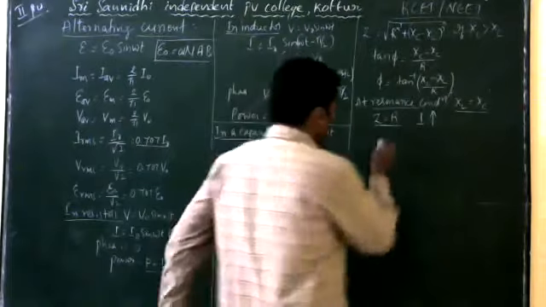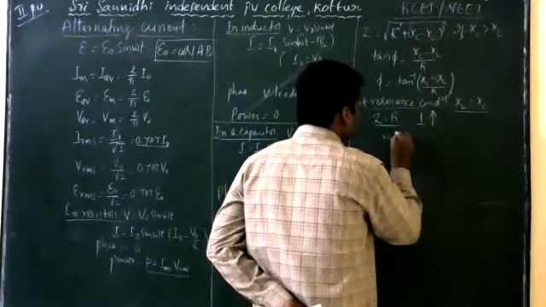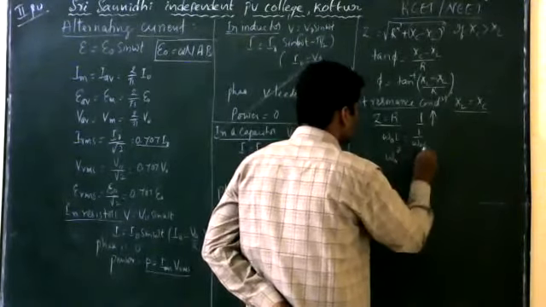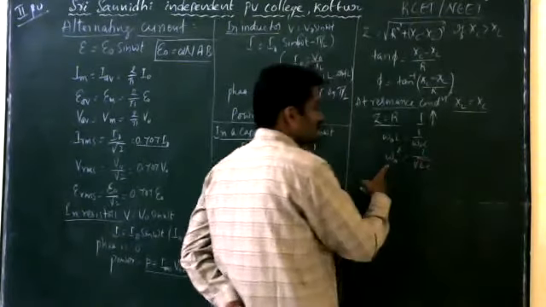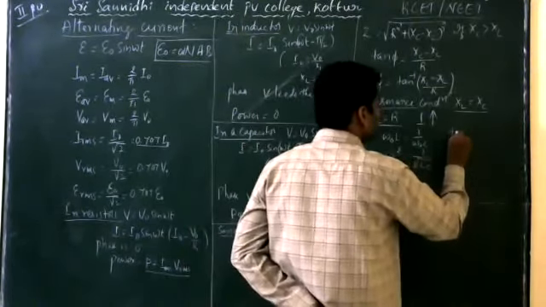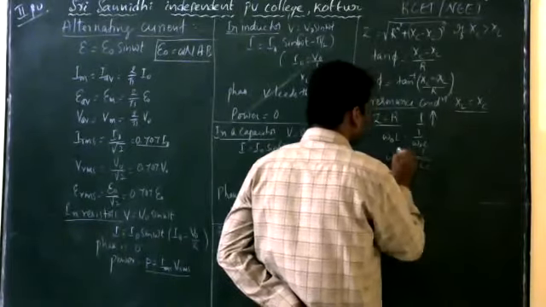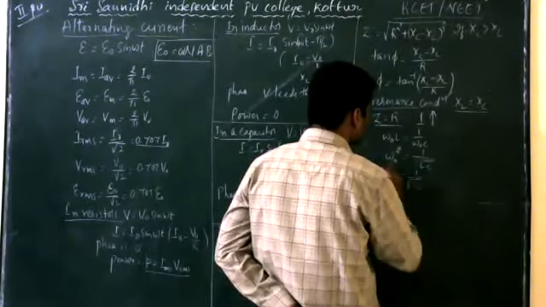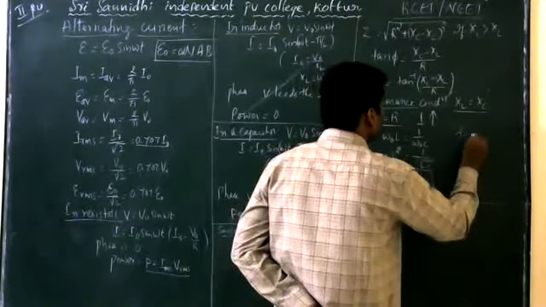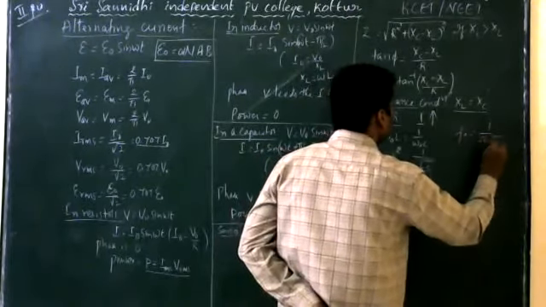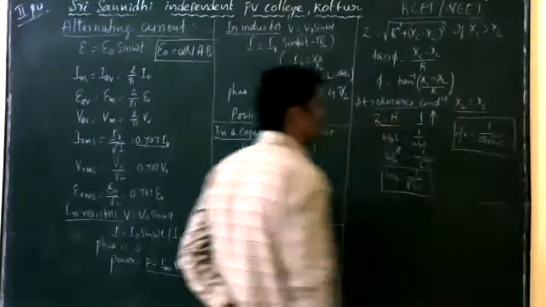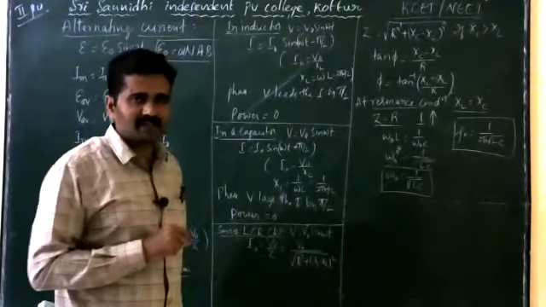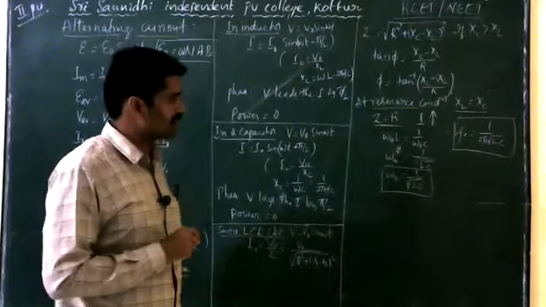At the resonance conditions, omega naught L is equal to 1 by omega naught C. So omega naught square is equal to 1 by LC, then omega naught is equal to 1 by root LC. The linear frequency f naught is equal to 1 by 2 pi root LC. At this resonance frequency, the current will be the maximum. That frequency is nothing but the resonance frequency.